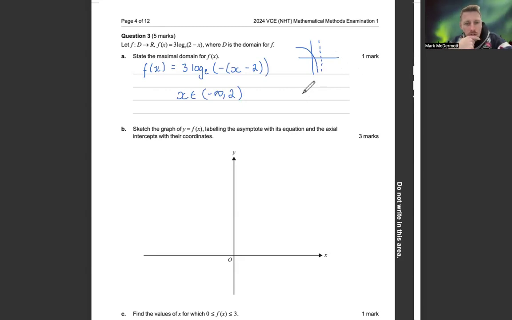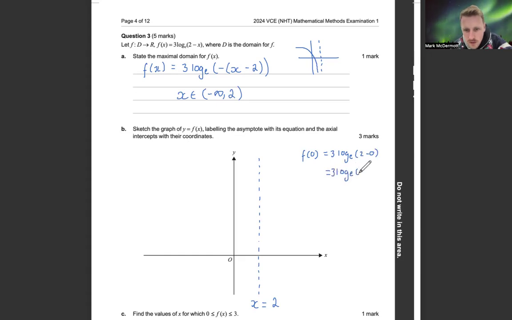Okay, sketch the graph of y equals f of x, labeling the asymptotes with their equation, the axial intercepts with their coordinates. So, that's pretty good. x equals 2. Okay, axial intercepts. To find the y-intercept, let x equal 0. f of 0 equals 3 log base e of 2 minus 0, which is just 3 log e of 2, which is just a number, but that is our y-intercept.